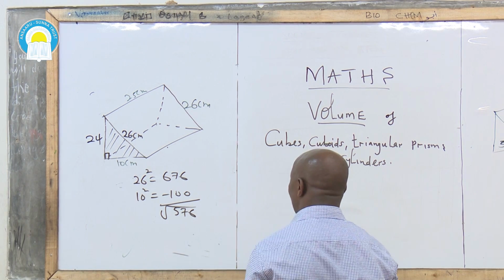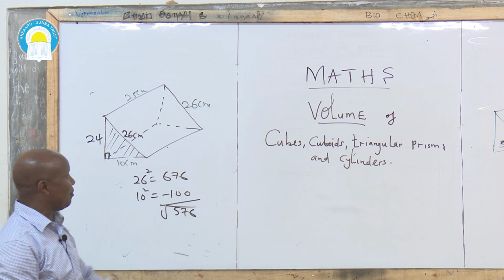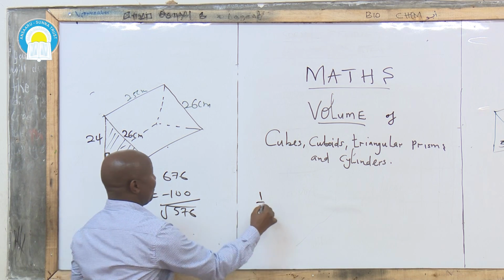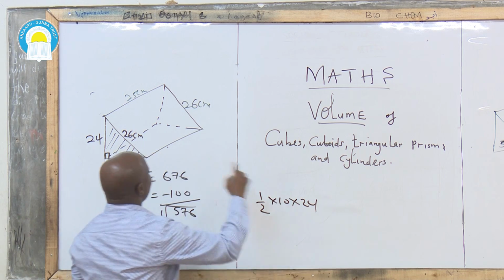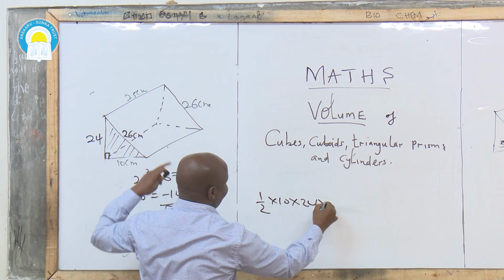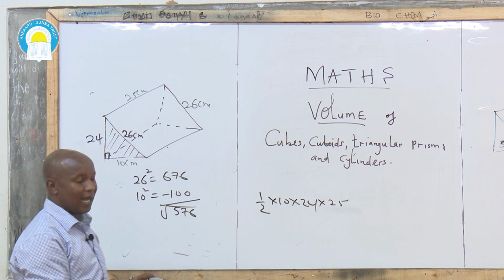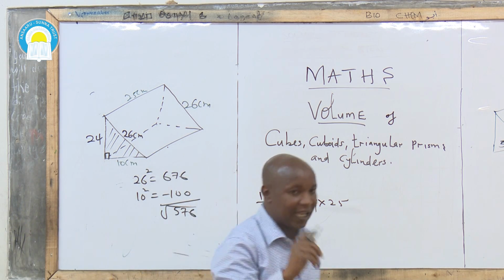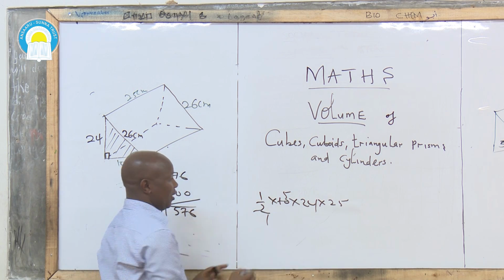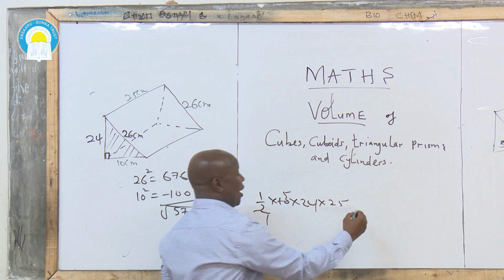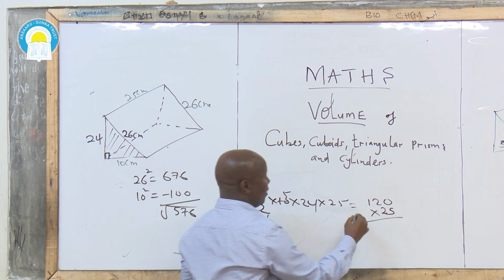Now, from there now, you can now get the area of the triangle, which is a half multiplied by base multiplied by height, which is now a half. Our base becomes 10, and our height is 24. Then times the length, which is 25. Then now you will be able to get the volume. This is what they tested last year. And I'm afraid they will test again this year again. So 2 into 10, 5. 24 multiplied by 5, you get 120. Then you say 120, you multiply by 25, then you get the volume.